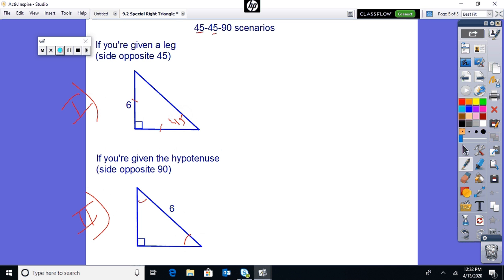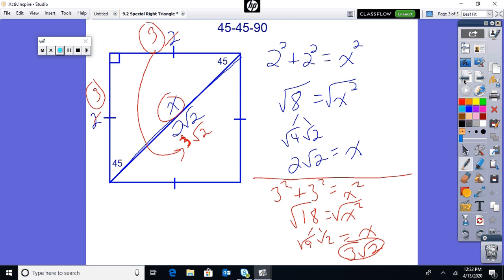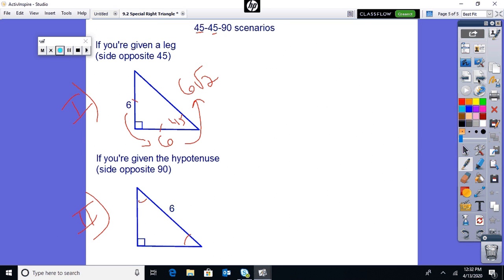So the first one, super easy. If they give you a leg, and the legs are the same, so it doesn't matter. If you have a 6 there, you know you have a 6 there. And then the shortcut we talked about a few pages back is you just take that number and you stick it in front of the square root of 2. That's it. Boom, done. And that was from this example. Whatever you had as a leg gets put right in front of the square root of 2.